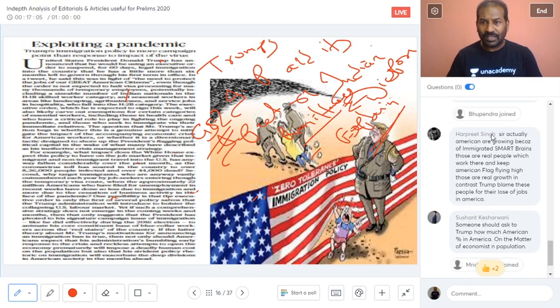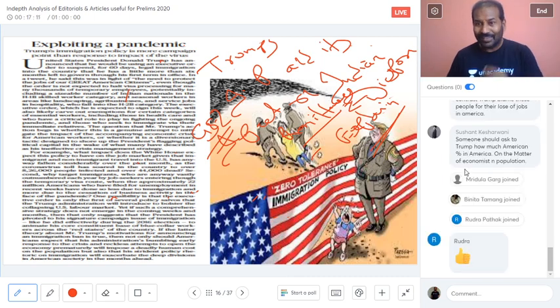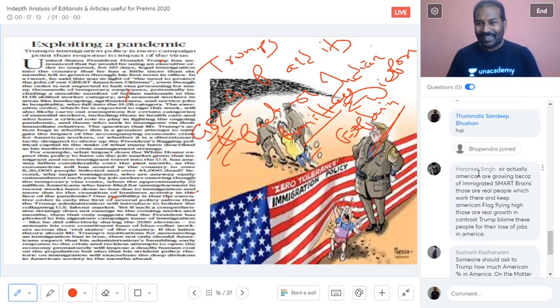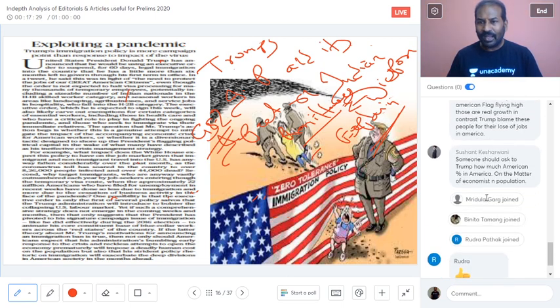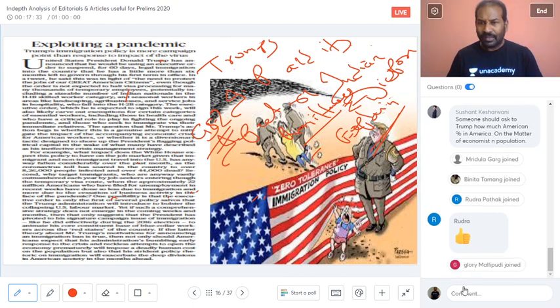Further getting into the topic, one comment says, sir, actually Americans are growing because of immigrated smart brains. Yes, smart brains. Those are real people who work there and keep the American flag flying high, and those are real growth. In contrast, Trump blames these people for the loss of jobs in America. Another viewer says someone should ask Trump what the American percentage is in the economic population. Okay, very good.